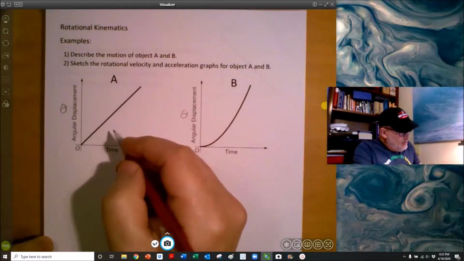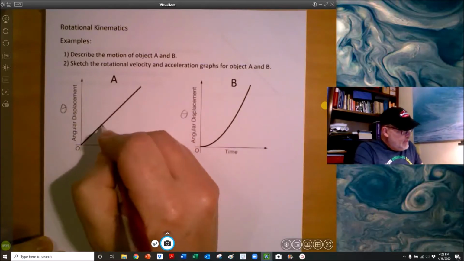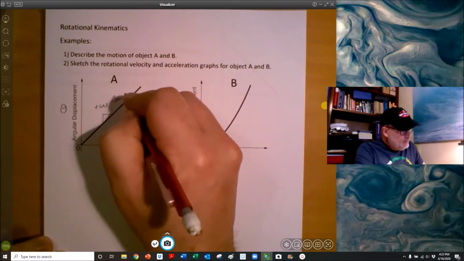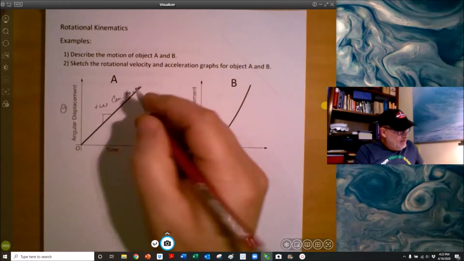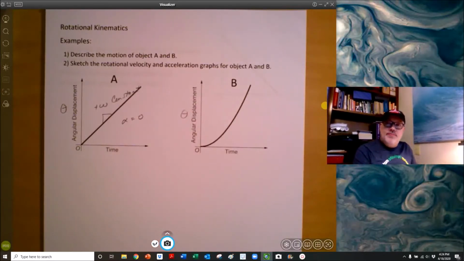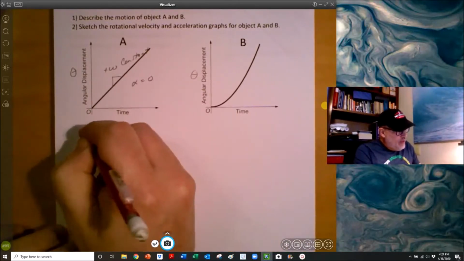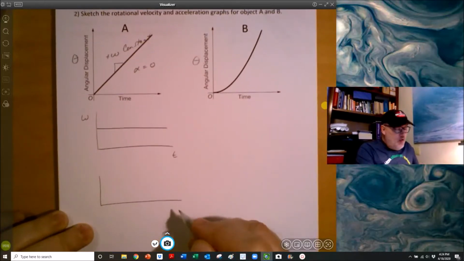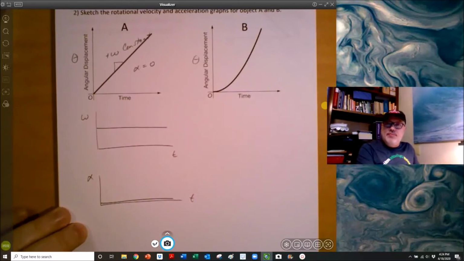So first thing to note is remember that the slope of this graph equals the velocity. So we have a positive constant omega for this one. And since the slope is constant, alpha equals 0. So there's no acceleration. All right, so let's go ahead and sketch our graphs for this. So omega versus time would be positive and constant. And our angular acceleration versus time would be really boring. It would just be 0.